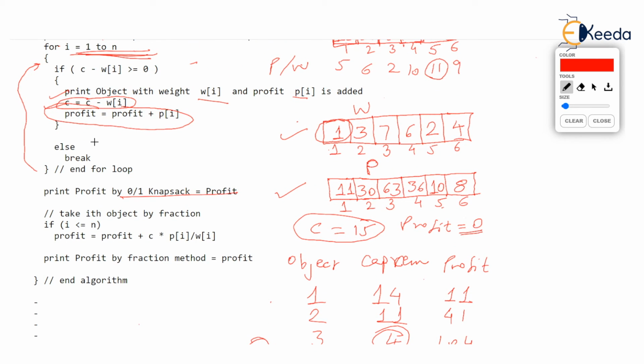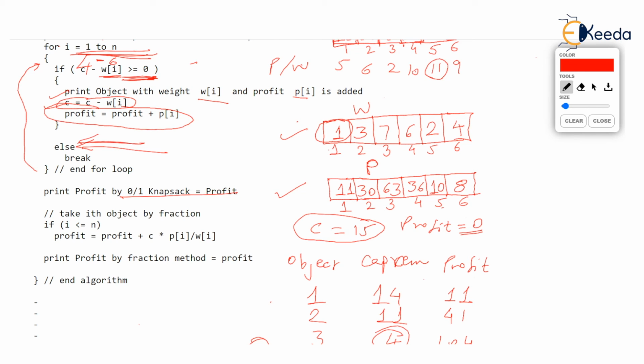We are checking 4 minus the weight of the fourth object, but the weight of the fourth object is 6. This is not greater than or equal to 0. That means by filling this sixth object, you are going to break the knapsack. So the if is false, and we will come to the else. And look at that else.